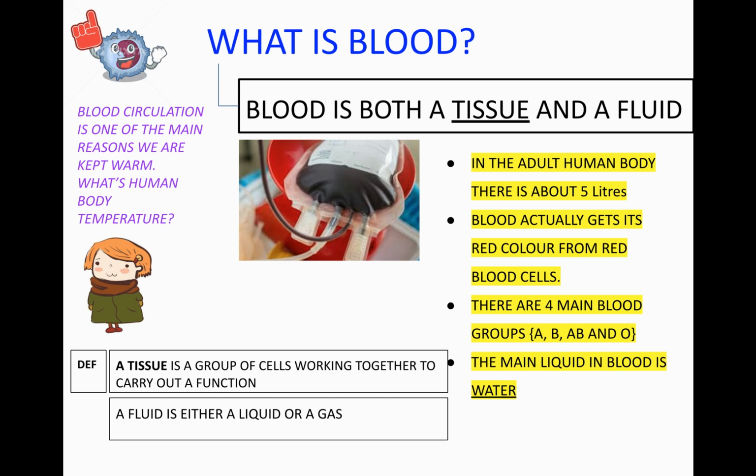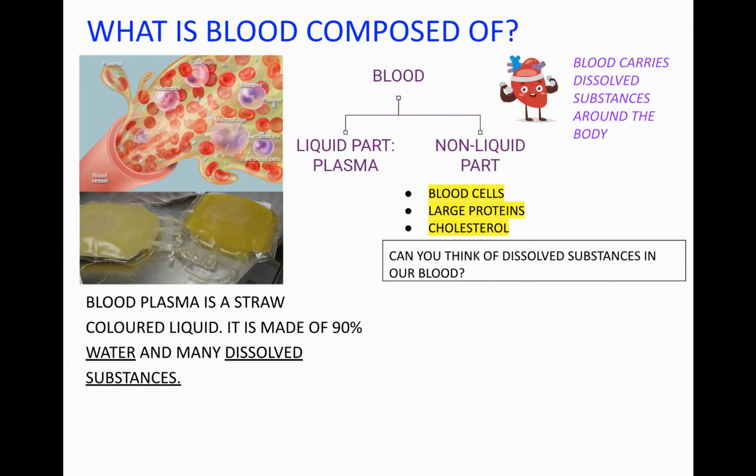Another one is a fluid. A fluid is either a liquid or a gas. So in this case, blood is a fluid. It is a liquid. Now, what is the blood actually composed of? When we look at this blood, this is a dramatic image of the blood, just trying to highlight the different components.